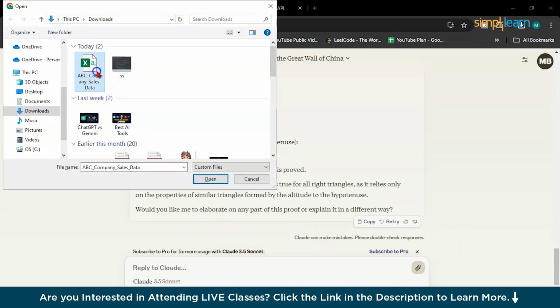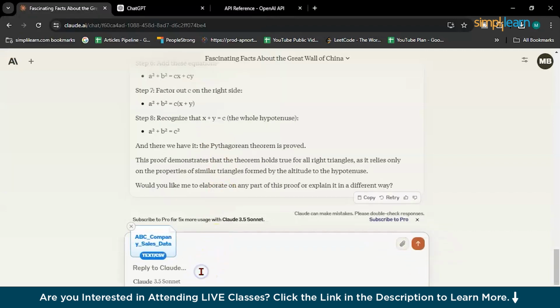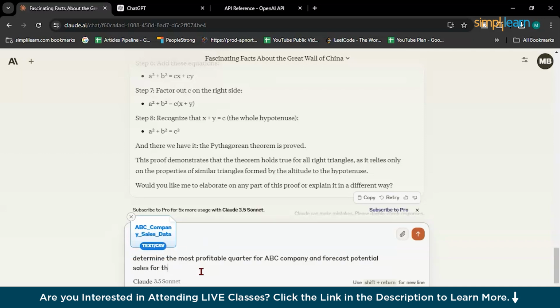So first I will upload some data. Then here I will write, determine the most profitable quarter for ABC company and forecast potential sales for the next year based on historical data. Okay, from this data.